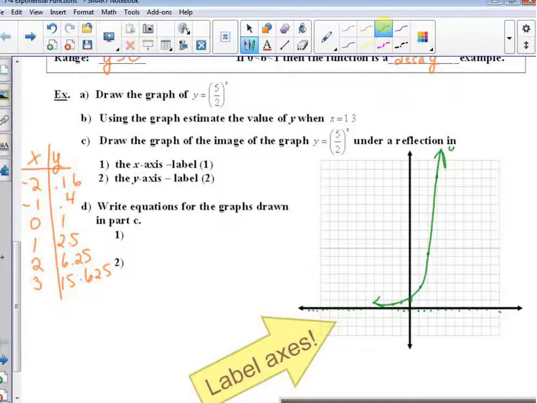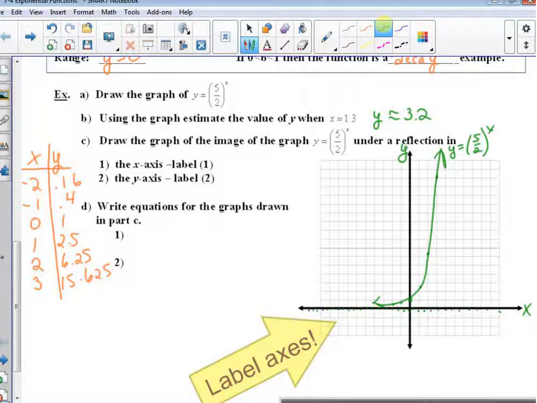Now we're going to be graphing more than one graph here, so I'm going to label it. Here's my x and y, labeling of axes. And then I'm going to use the graph to estimate the value of y when x is 1.3. So 1.3 is over here. I'm thinking it looks like about 3.2, 3.1. There's my approximately symbol.